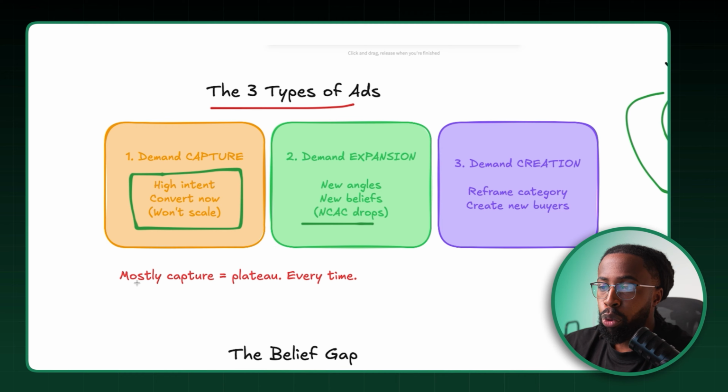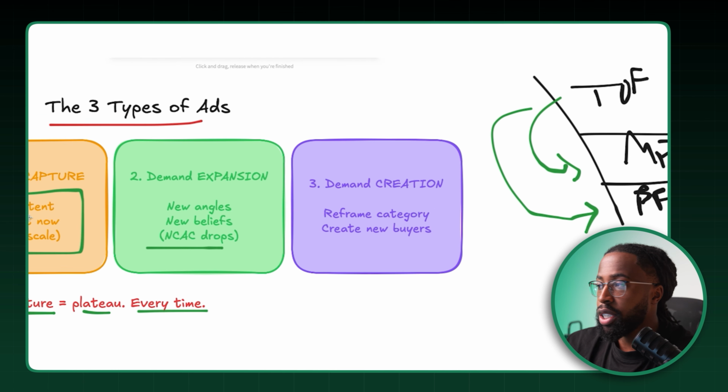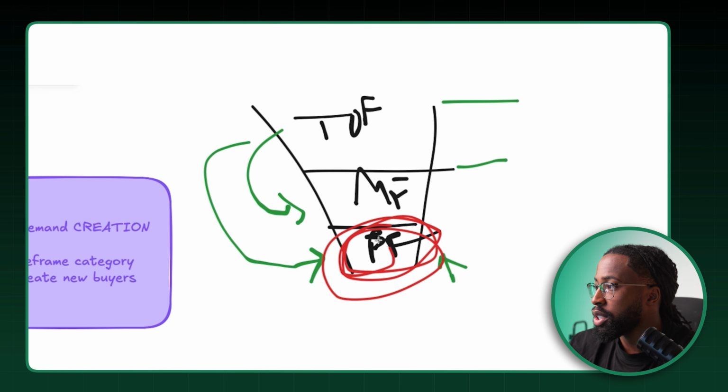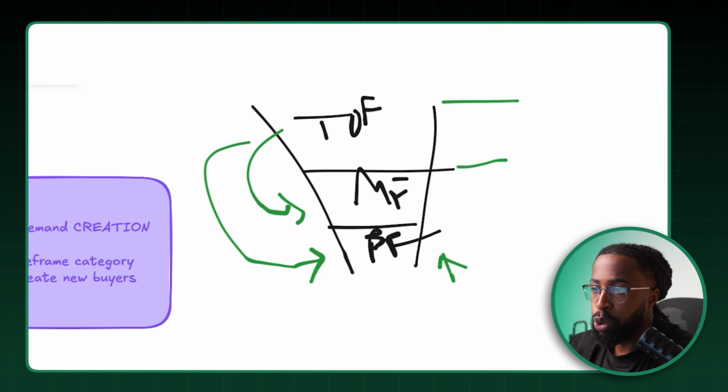So here's what you should do, right? Go into your ad account right now, look at every active ad and categorize each. Is it capture, is it expansion, or is it creation? If it's mostly capture, what you're going to notice is that you're going to see plateau every single time. Mostly capture means that we're literally just pumping statics. What we're going to notice is that we're continuously speaking to bottom of funnel people, which is what's going to cause the high CPMs, which is what we don't want to see.